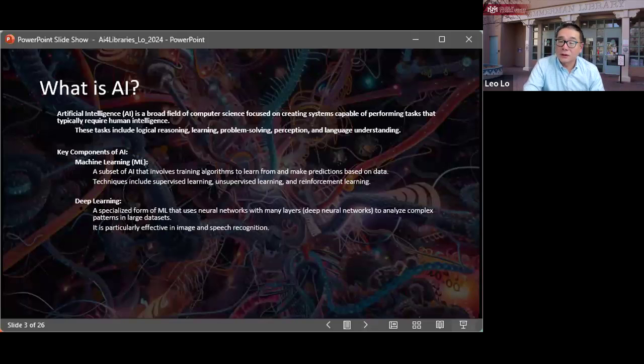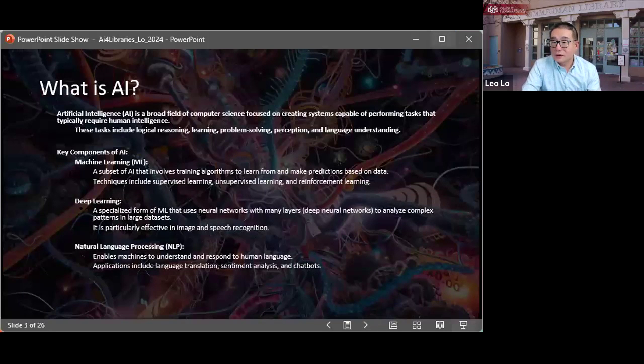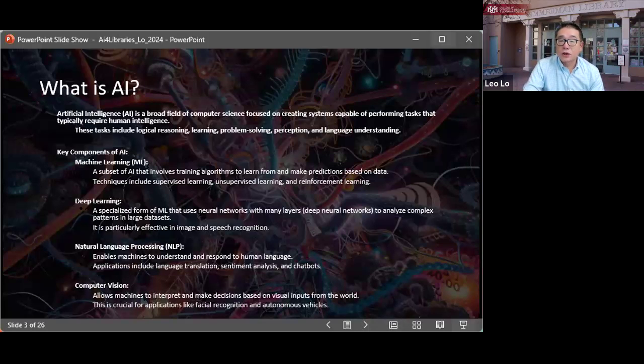It's really useful and effective in image and speech recognition. And speaking of image and speech recognition, right now, natural language processing, NLP, is a big thing, which enables machines to understand and respond to human language. There are a lot of applications like language translation, sentiment analysis, and chatbots like ChatGPT, right? And also computer vision, which allows machines to interpret and make decisions based on visual inputs from the world. This is really important for applications like facial recognition and autonomous vehicles.